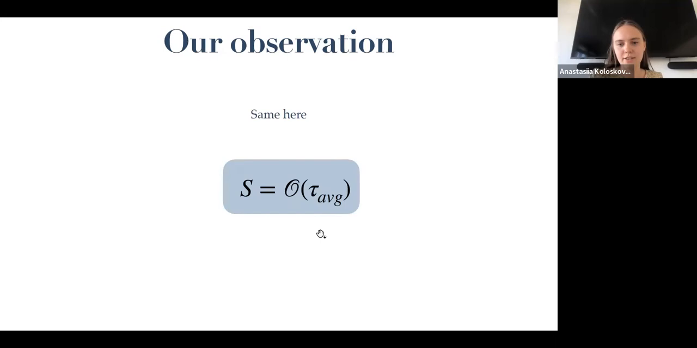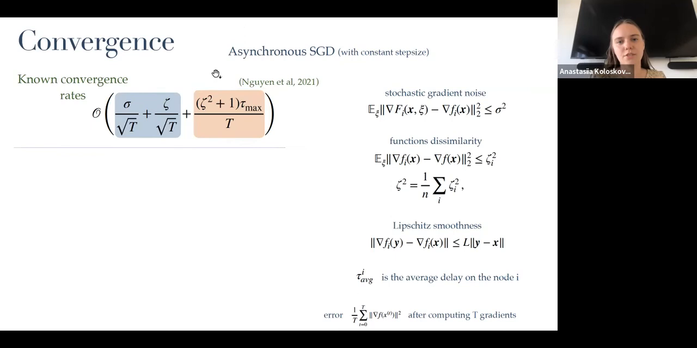And so we can look at convergence rates. There has been a very similar algorithm, and they gave convergence rates for it. Okay, so maybe I will explain the assumptions. We have stochastic noise sigma. And because functions are different on different nodes or clients, we define the function dissimilarity zeta as the difference of local gradients to a global gradient.